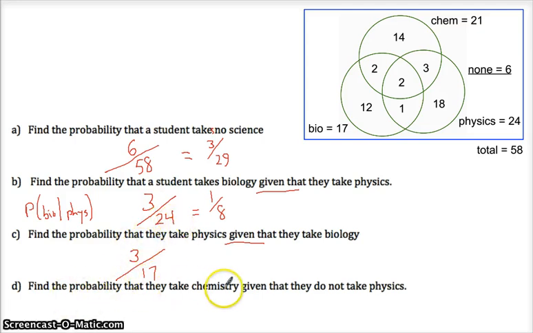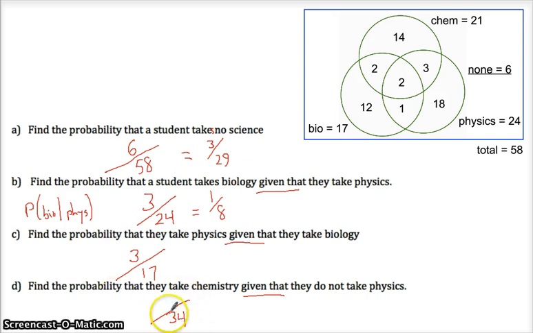Find the probability they take chemistry, given that, okay, it's very important, they do not take physics. So out of everybody who doesn't take physics, how many people don't take physics? Well, there's 24 in here. There's 58 total. So if 24 are taking physics, I could add these up: 12 plus 2 plus 14 plus 6. That's 20, 34. Or I could think 58 minus 24. Either way, I'm going to get 34 outside the physics circle.